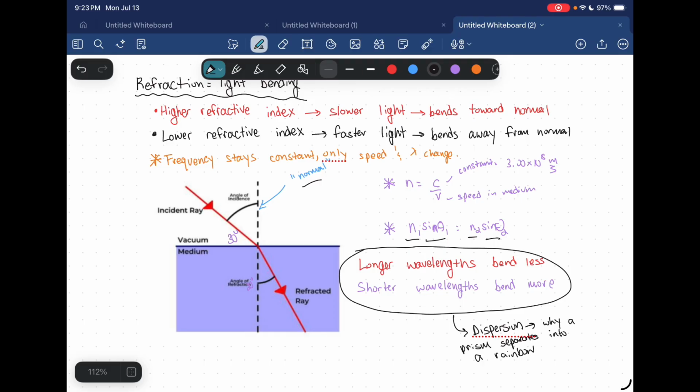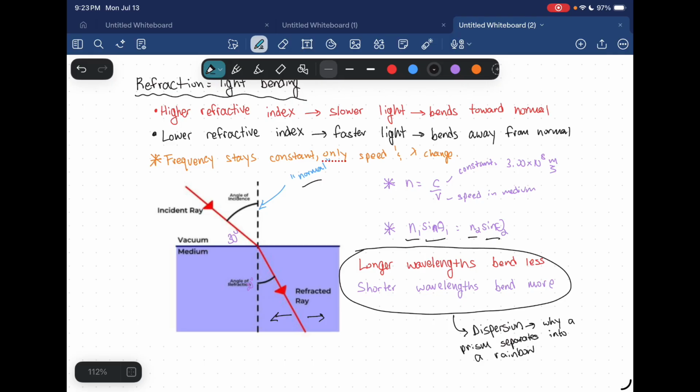Now here's the key rule to remember. When light enters a material with a higher refractive index, it slows down and bends towards the normal. When light enters a material with a lower refractive index, it speeds up and bends away from the normal.